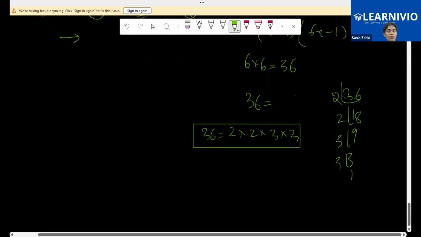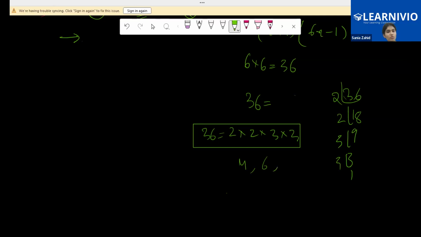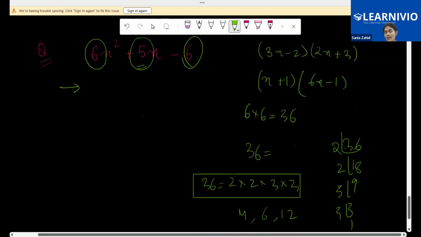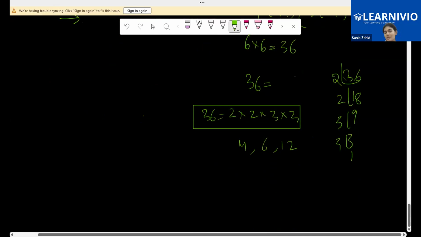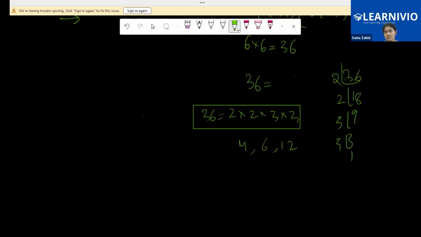Like 2 into 2 becomes 4. So 4 is also a factor. 2 into 3, 6 is also a factor. 2 into 2 into 3, 12 is also a factor. Right? So these are the base factors, and then you can make more combinations. Now, children, I want my plus 5 as my answer. So how can I get plus 5? Now, what are the terms that I can take? Tell me, children, what are the terms that I can take?